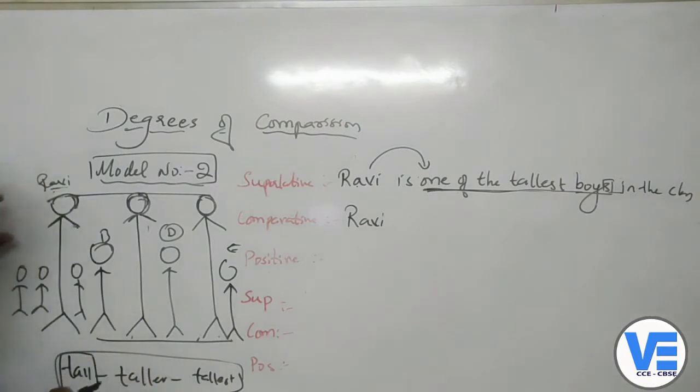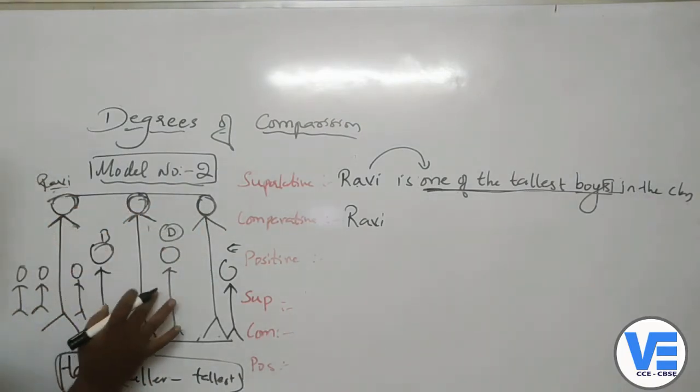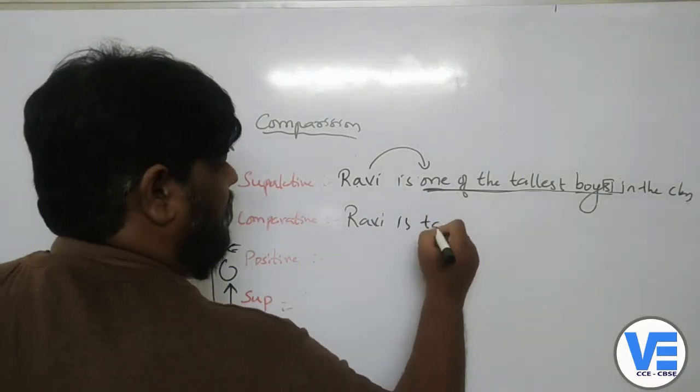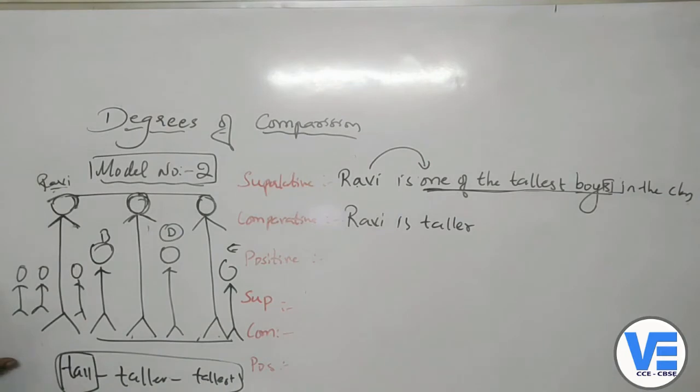Right now, Ravi is one of the tallest boys in the class, right? And there are some children in the class who are not as tall as Ravi. They are shorter than him. So that means Ravi is taller. But he is taller than whom? He is taller than some other short children.